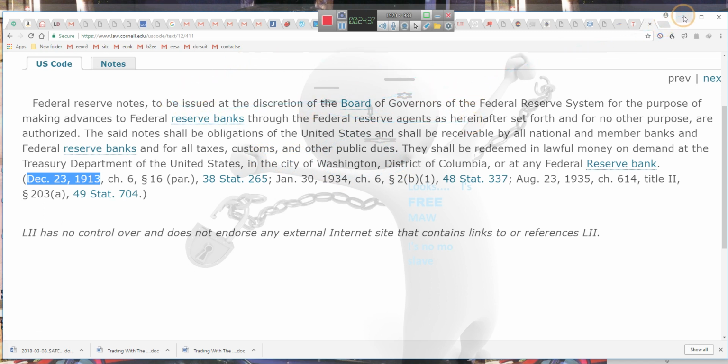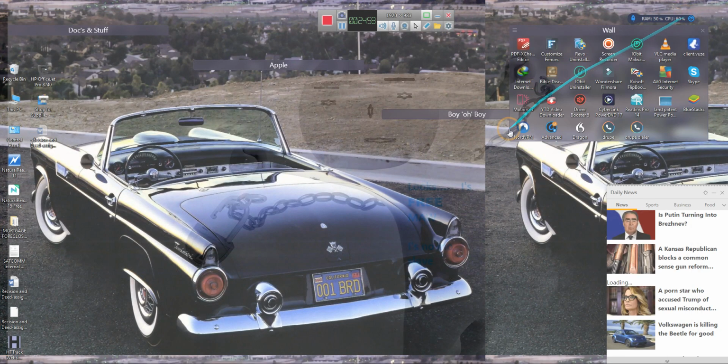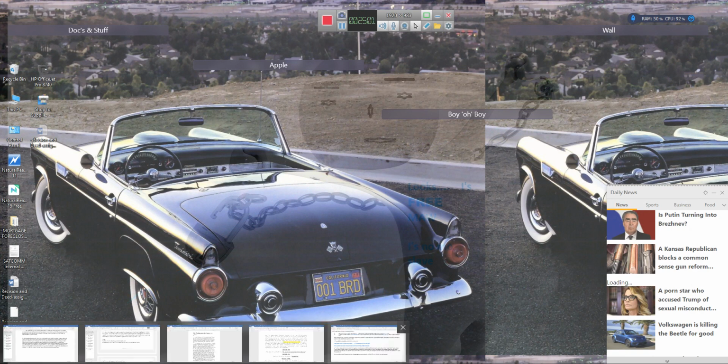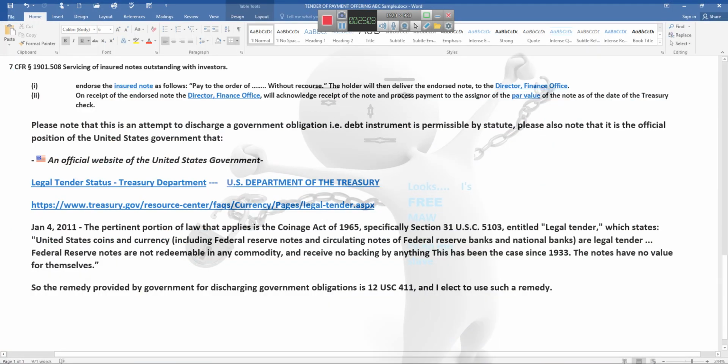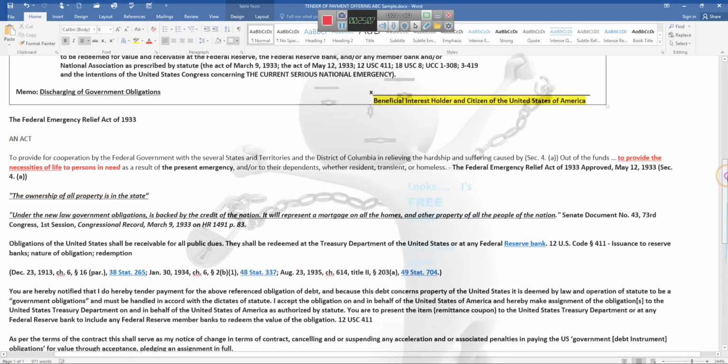Ladies and gentlemen, there is nothing here that authorizes the Treasury to reject a government obligation. Government obligations shall be redeemed in lawful money at the United States Treasury. That's why people can negotiate their treasury bonds, their treasury yields, all of that at the Treasury. Where do we send it? At the Treasury, the Comptroller of the Currency, and the Bureau of Public Debt. That's who handles this. But let's get back to this note.